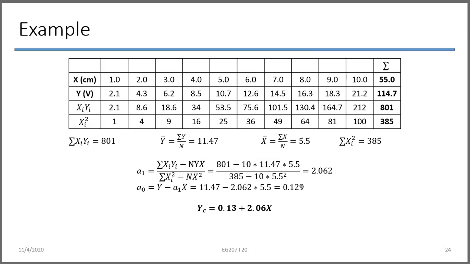And so what this says to me is that when I'm not putting in any distance for my instrument, so when I put my instrument at 0 centimeters, my voltage will output as 0.13 volts. So even at 0 distance, I am getting some output from my sensor.